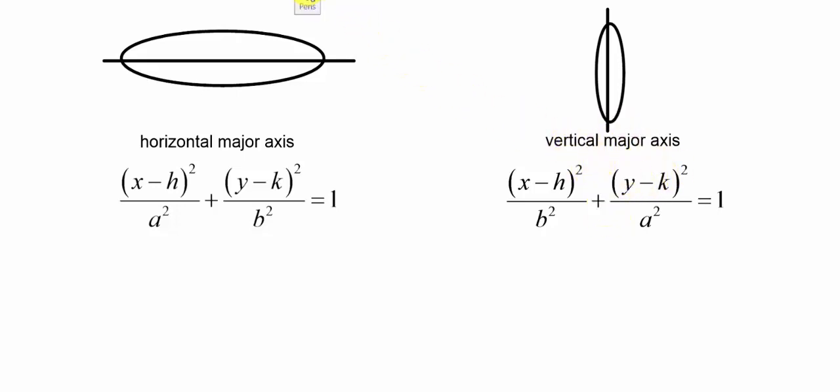The way to tell the two apart, since we know that a is greater than b, is that a will always be the bigger number in these fractions. So in this case, the a term is under the x, hence the horizontal orientation of the ellipse. Here, the a value, which would be the bigger number, is under the y, so therefore the vertical orientation.